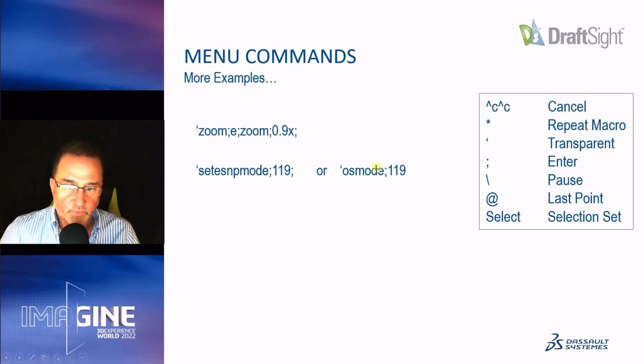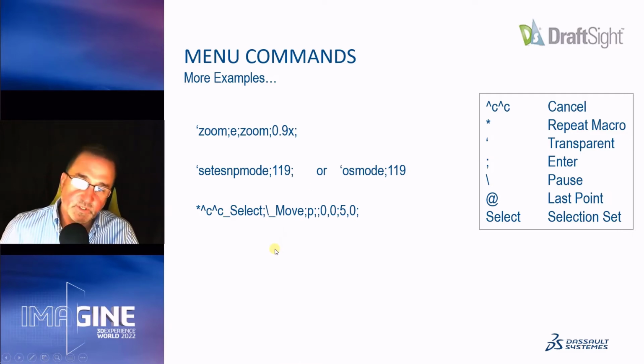Now, some folks using other CAD systems know this as OS mode. In DraftSight, it's set E snap mode. It's kind of this whole command together, but either one of these will work in the sequence or in the tool. So good to know.